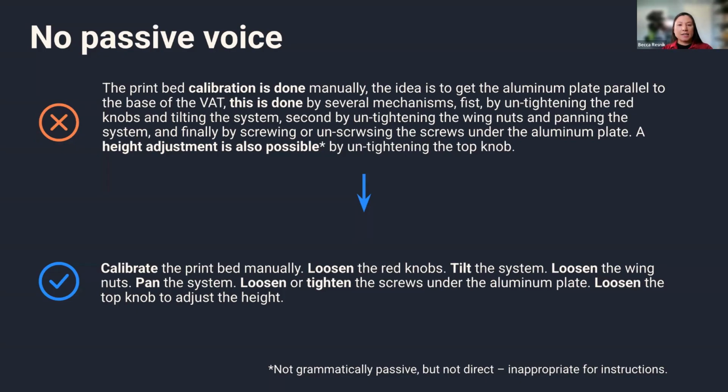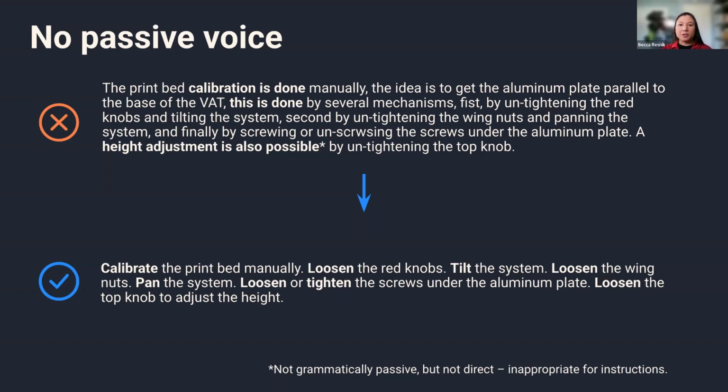So the first sentence here in this procedure is a fantastic example. It says, the print bed calibration is done manually. That is a passive sentence. I cannot identify grammatically who the doer of the sentence is. It's supposed to be the person who is completing the procedure. And here's why that directly matters.